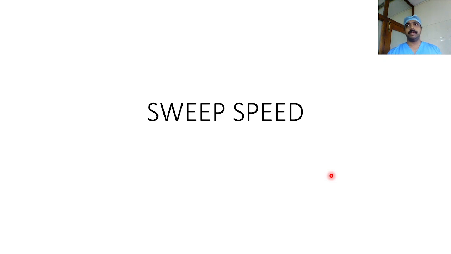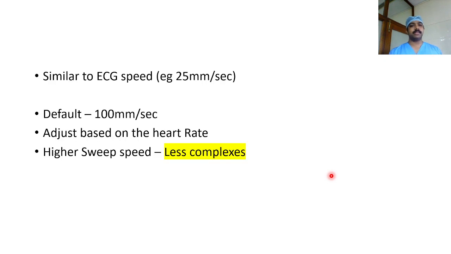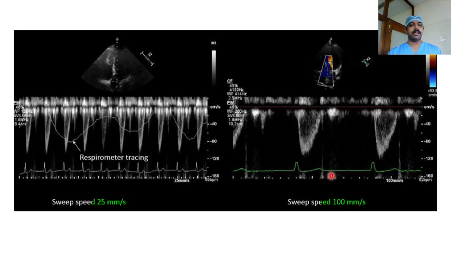Next is sweep speed in Doppler. Sweep speed is just like the ECG speed. Like for ECG we keep it at 25 mm per second, here by default it is 100 mm per second. Based on the heart rate we can adjust the sweep speed. The higher the sweep speed, the fewer the number of complexes.